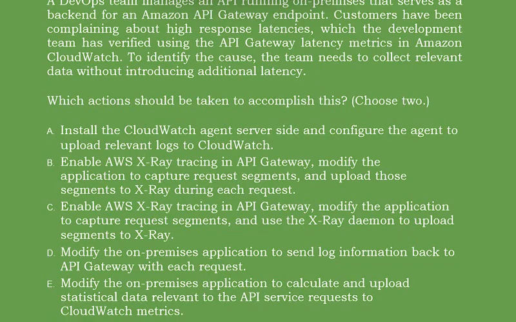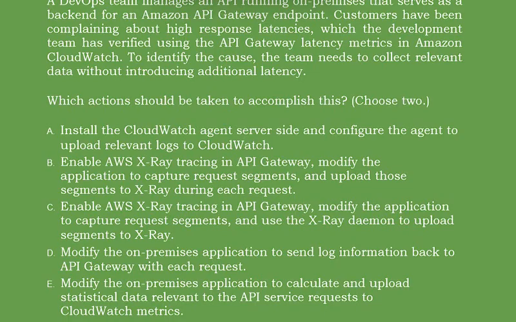Option A: install the CloudWatch agent server side and configure the agent to upload relevant logs to CloudWatch. Option B: enable AWS X-Ray tracing in API Gateway, modify the application to capture request segments and upload those segments to X-Ray during each request. Option C: enable AWS X-Ray tracing in API Gateway, modify the application to capture request segments and use the X-Ray daemon to upload segments to X-Ray.